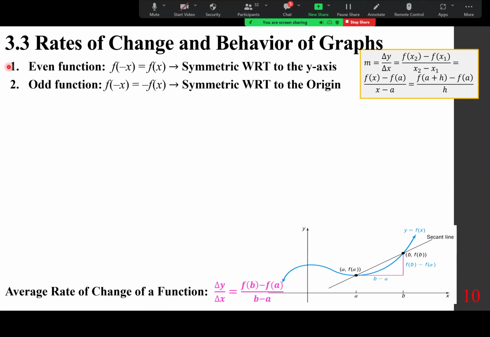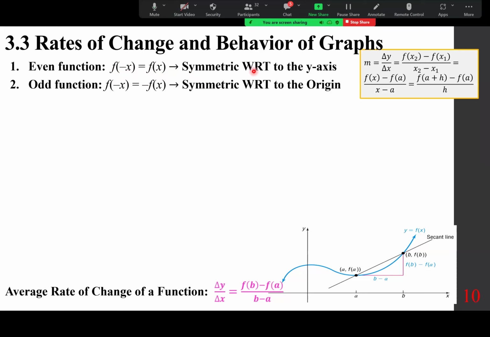Number 1, even function. F parentheses negative x equals f parentheses x. This is f of negative x, this is the functional value. F of minus x equals f of x. Please go ahead.